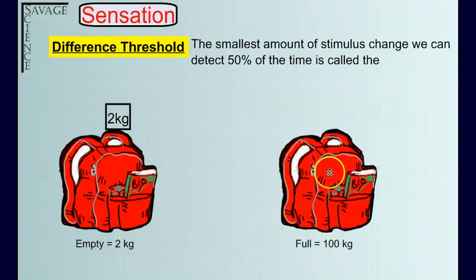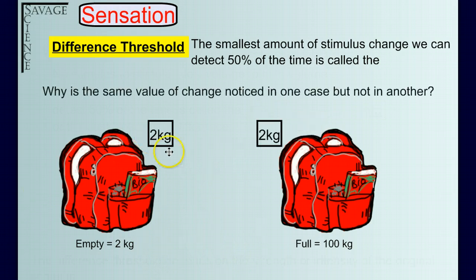It's all filled up. In fact, it's bulging at the seams, 100 kilograms worth of weight in it. And I add 2 kilograms. I throw another book in there, another textbook. Do you think you'd notice the difference? A 2% increase? I suspect you wouldn't notice at all. So why is the same value of change noticed in one case but not the other?